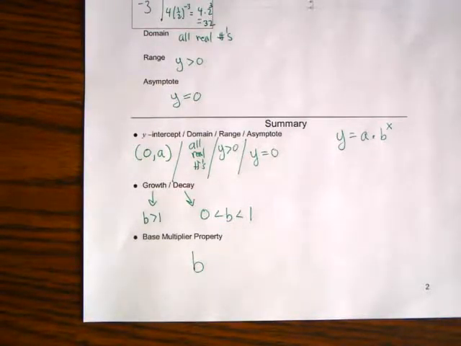And we will see that this number b, this base multiplier thing, has a lot to do with when we have exponential functions and when we don't. Okay, so that's the first half of this section.